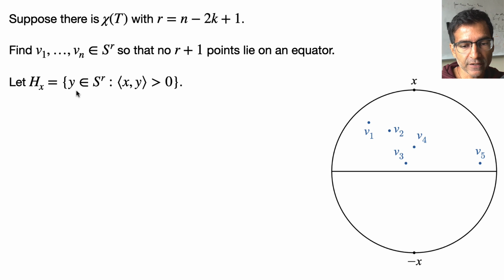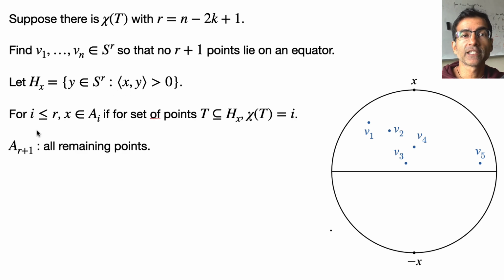And now for every x on the sphere, define h of x. This is the hemisphere where x is the North Pole. So in this picture, if x is up here, then h of x consists of all the points that are above the equator corresponding to x. So it's the set of points y in the sphere that have positive inner product with x.